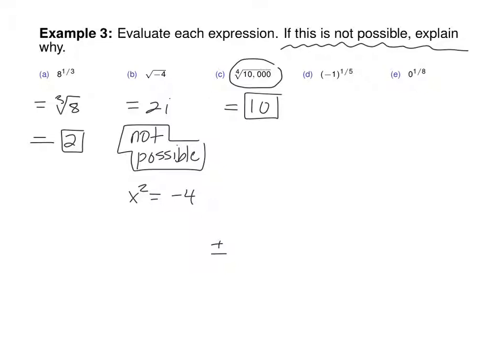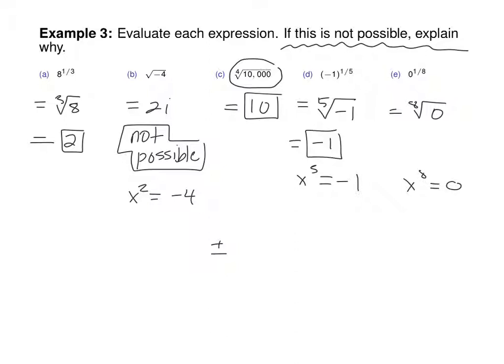Yeah, okay. So this next one is the 5th root of -1. And you saw that we couldn't square root a negative, but does some number to the 5th power make -1? Yeah. -1, yep. Okay, and 0 to the 1/8. The 1/8 is weird, but, you know, 8th root of 0. So what number to the 8th power gives us 0? 0.